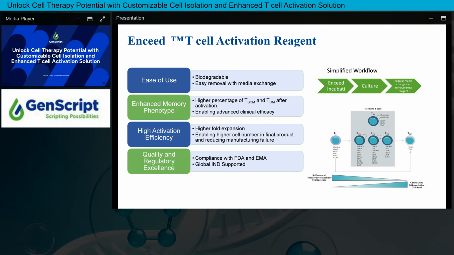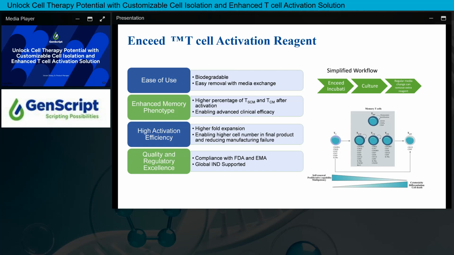So here are some features of the Enceed T cell activation reagent. As just mentioned, it is a fully biodegradable reagent and is compatible with any bioreactor. No magnet is needed, and the residual reagent does not need to be removed by a magnet at all. The reagent can be easily removed by a simple media change. So it is very easy to use, with a very simplified workflow.